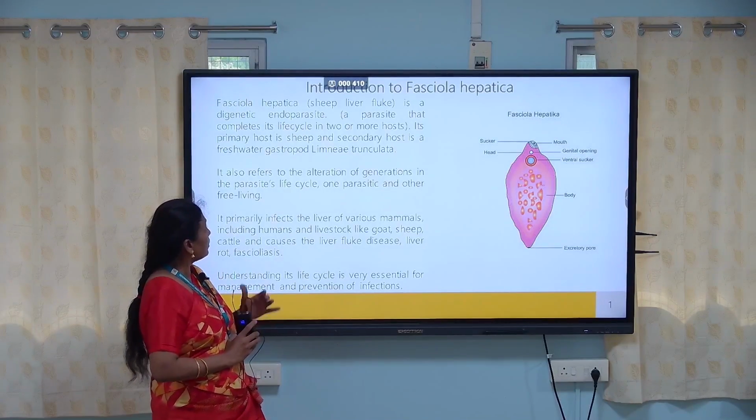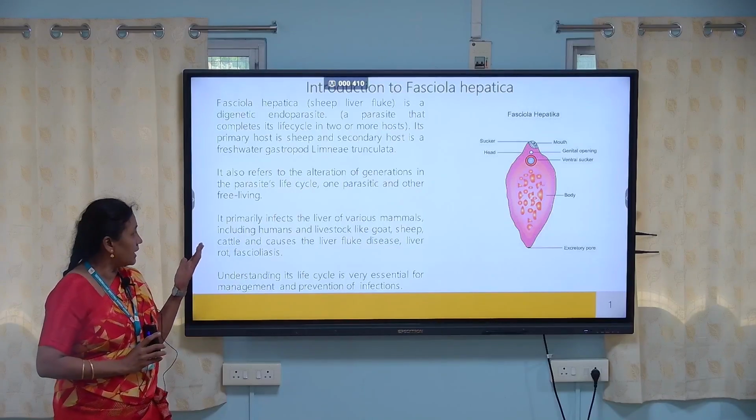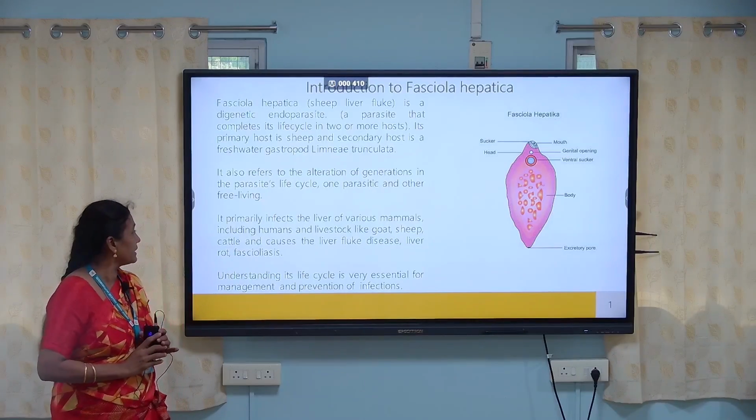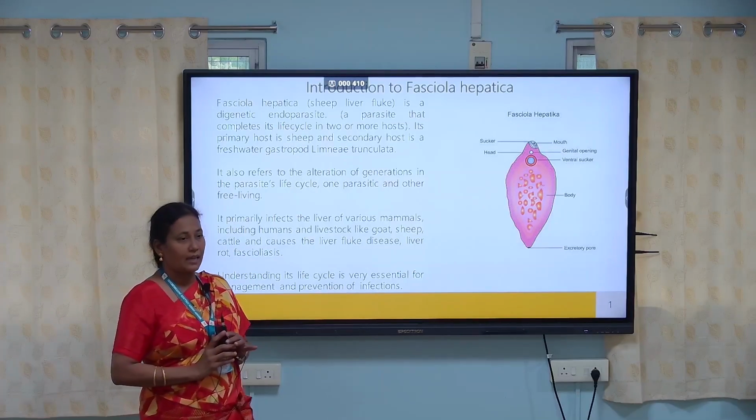We can also say it refers to the alternation of generations, one being parasitic and another being free swimming. That is how we say it is a digenetic endoparasite. It lives inside the animal.